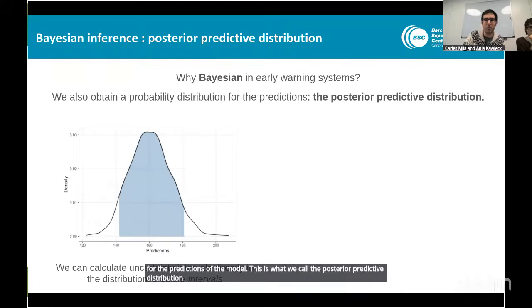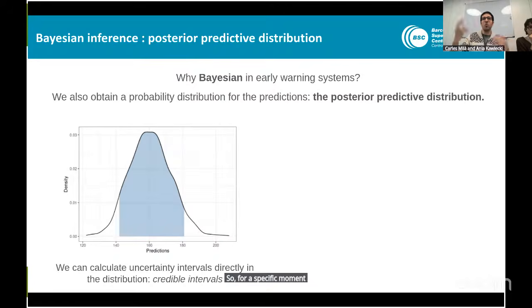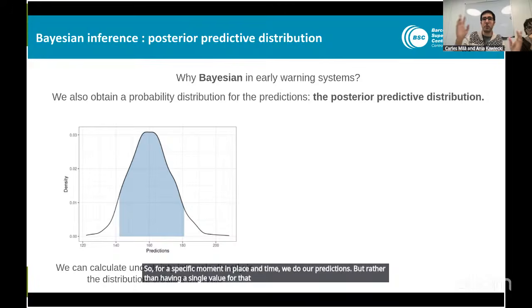So let's see an example. For a specific moment in place and time, we do our predictions, but rather than having a single value for that prediction and maybe perhaps a prediction interval, we have a full probability distribution for that one prediction.